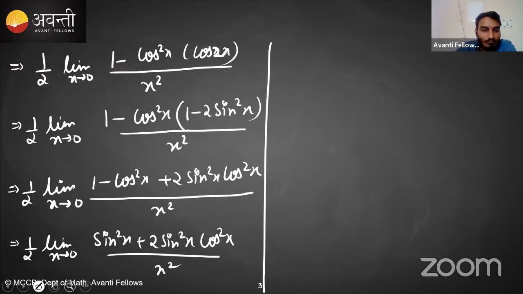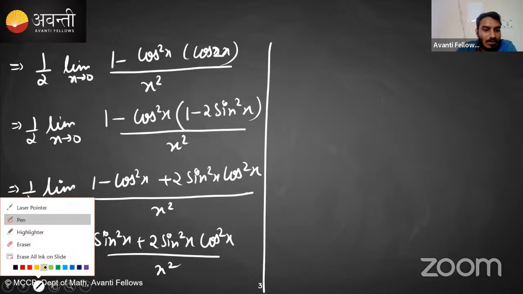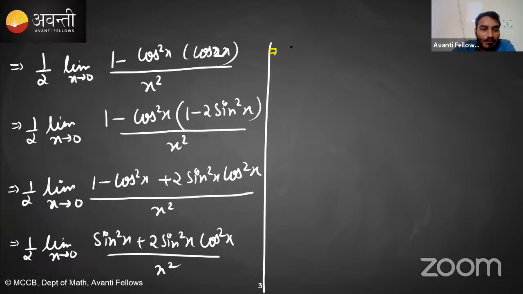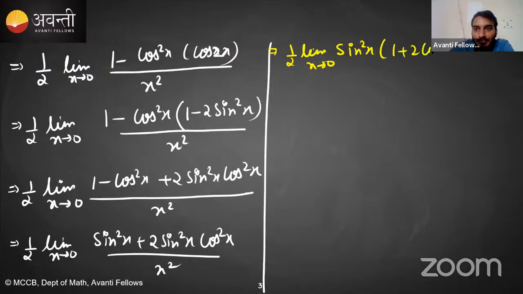Clear? Now, can I write it like this? 1 by 2 limit x tending towards 0. Take sine square x common in the numerator. So it becomes sine square x into 1 plus 2 cos square x divided by x square. Right?